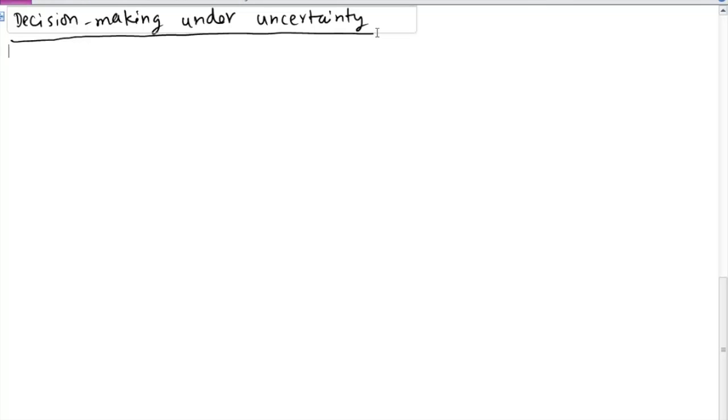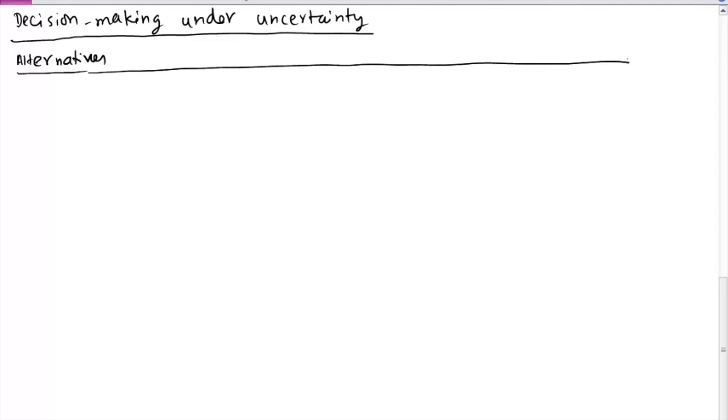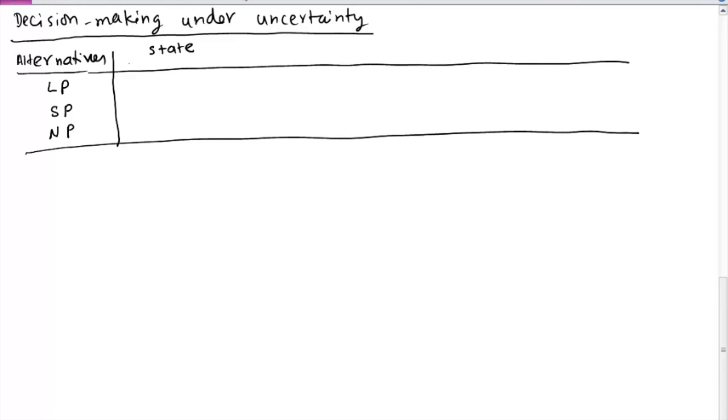If we take the example that we started with, we have alternatives. The alternatives are either we go for a large plant, LP, small plant, SP, or no plant, NP. We have two states of nature: one is a favorable market, FM, and the other an unfavorable market, UM. And we have the payoffs, and we are assuming that we are making the decision under uncertainty.